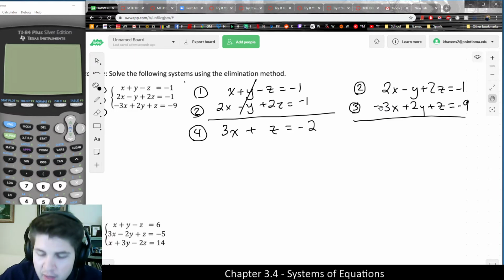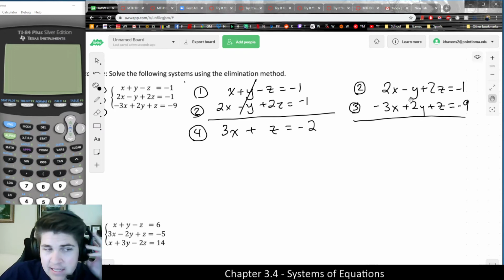But the issue with equations 2 and 3 is these are not ready to eliminate. Also, you always want to eliminate the same variable twice. I could have tried to eliminate x here, but if I eliminate x, it's not going to help, and we'll see why in a second. I want to eliminate the same variable in two different pairs, so I want to make sure I eliminate y here.